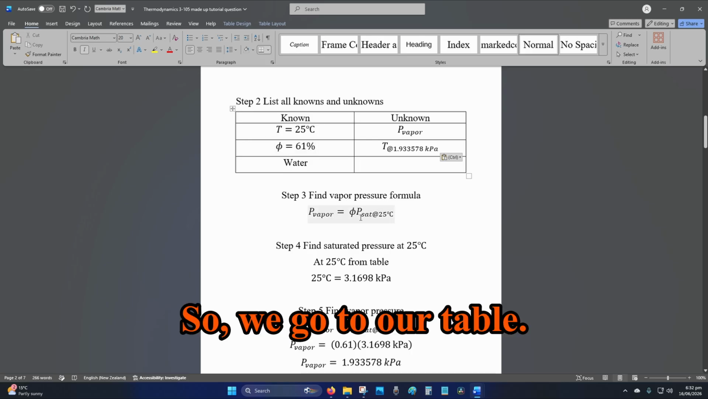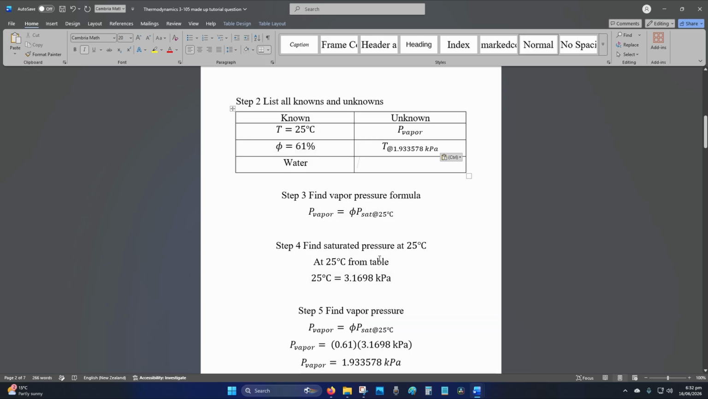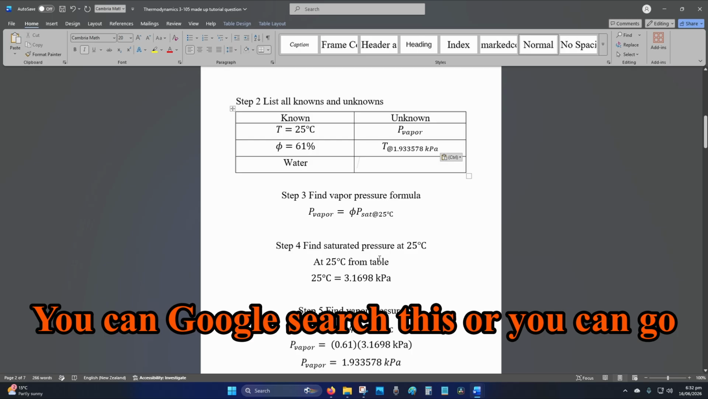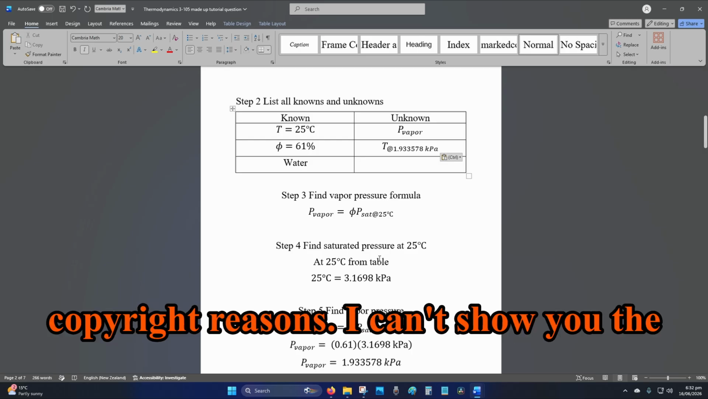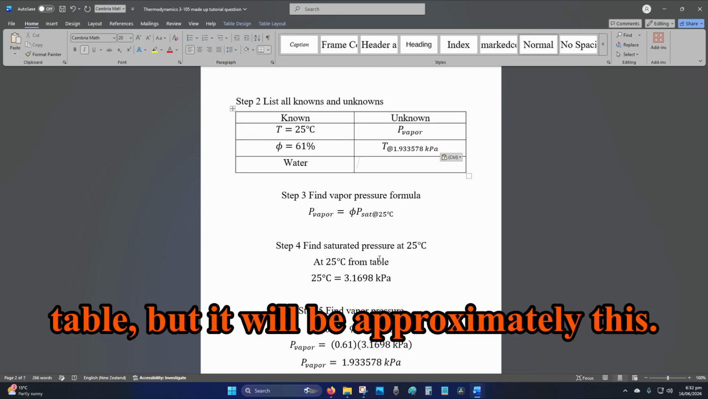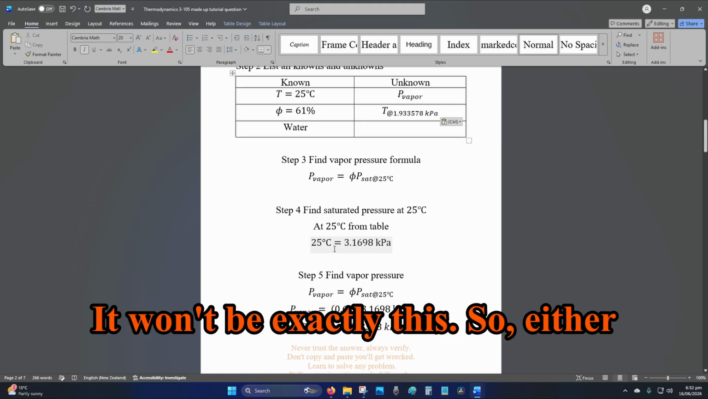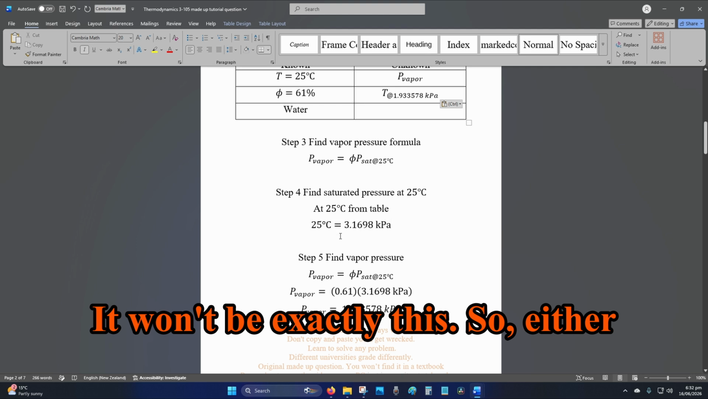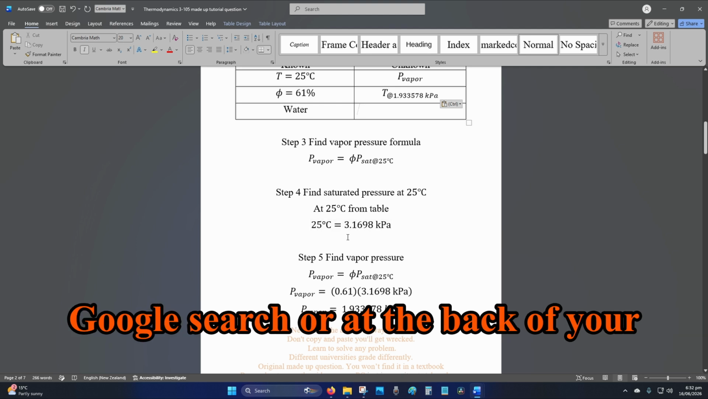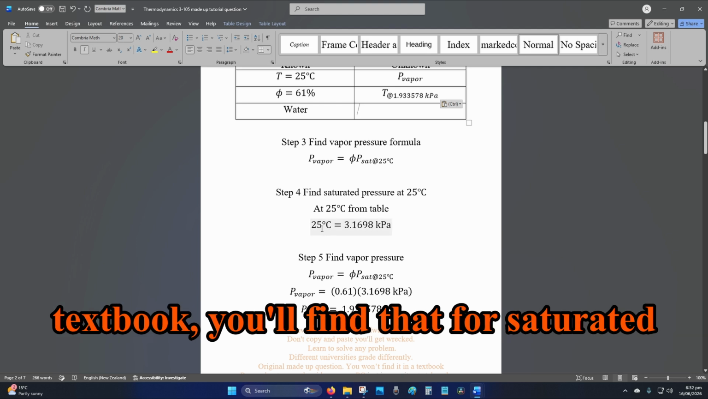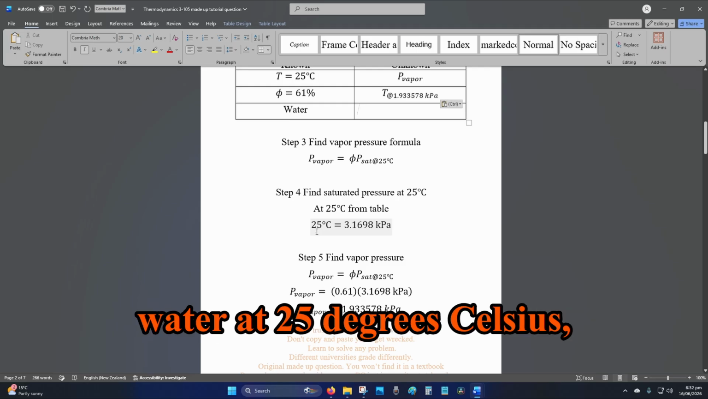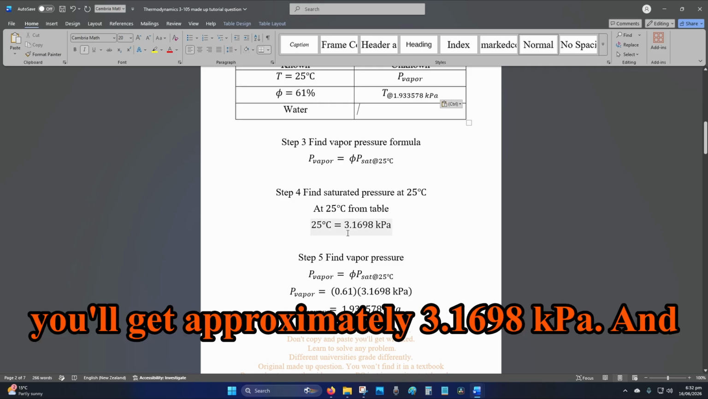So we go to our table. You can Google search this, or you can go to the back of your textbook. For copyright reasons, I can't show you the table, but it will be approximately this. It won't be exactly this. So either Google search or at the back of your textbook, you'll find that for saturated water at 25 degrees Celsius, you'll get approximately 3.1698 kPa.